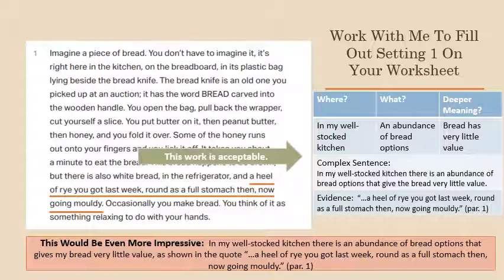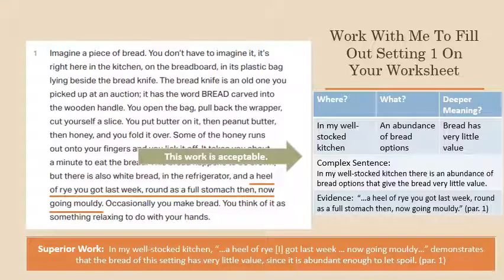If you really want to knock my socks off with this particular assignment, then you're going to do something more like this. In my well-stocked kitchen, a heel of rye I got last week, now going moldy, demonstrates that the bread of this setting has very little value, since it is abundant enough to let spoil, and then I cited the evidence at the end of the sentence. Now, this is a complex sentence that says all the same things as the previous sentences, but it does it in a much more individual way. It does it in a way that isn't quite as formulaic.